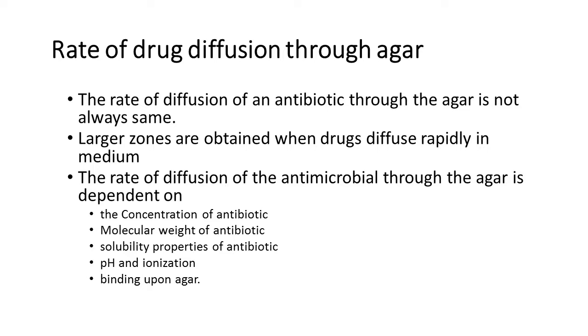The rate of diffusion of the antibacterial through the agar depends on the concentration of antibiotic loaded into the disc and the molecular weight of the antibiotic. When molecular weight is higher, movement is low. Then the solubility properties of the antibiotic: if the drug is soluble rapidly, it can diffuse easily. The pH and ionization we will discuss later. And binding upon the agar medium.